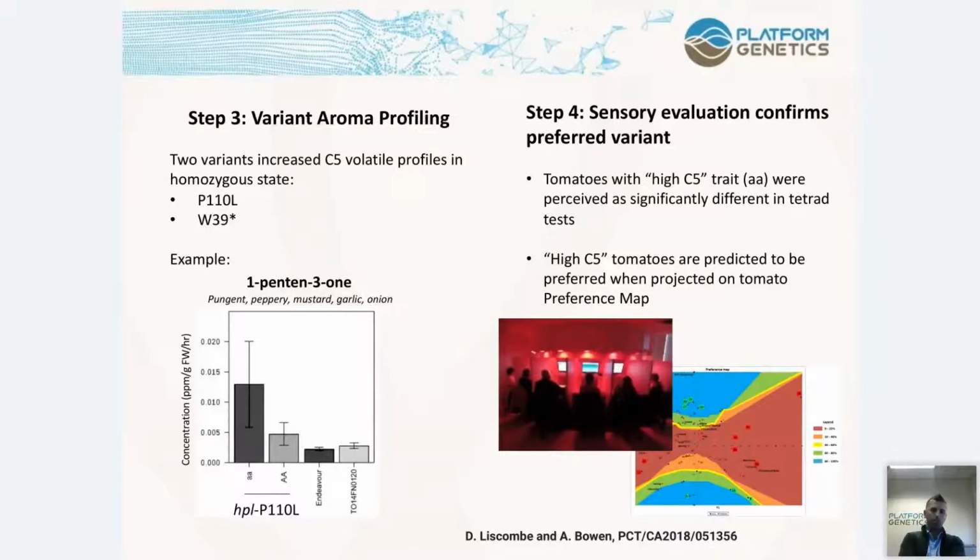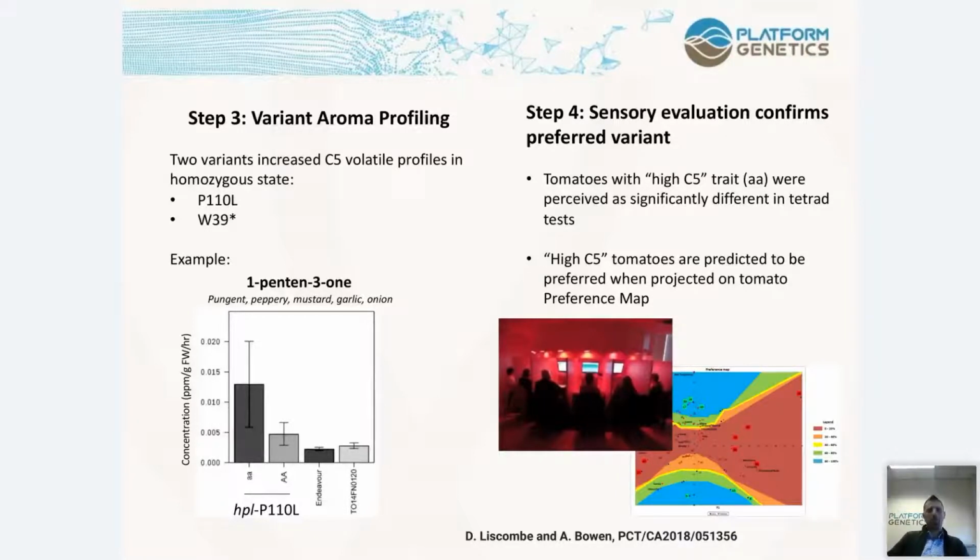So these tomatoes with this high C5 volatile trait were perceived as significantly different in tetrad testing conducted by trained sensory panels. We also know that high C5 tomatoes are predicted to be preferred by consumers when projected on to the tomato preference map that the Vineland team created.